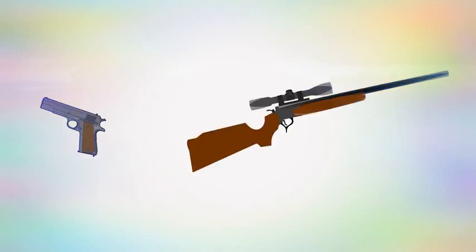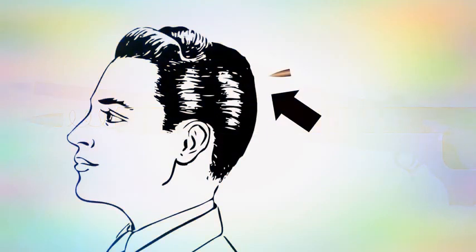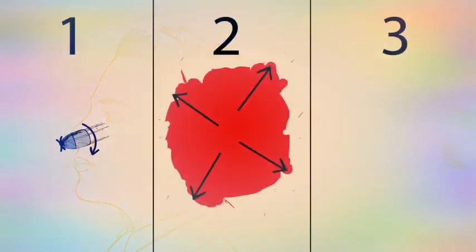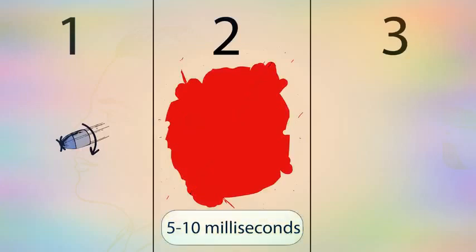When a bullet is fired from a pistol or rifle, the bullet travels through a rifled barrel. A rifled barrel has grooves in it that cause the bullet to spin. When this spinning bullet penetrates the skull, its rotating motion flings cranial tissue outward. Tissue then expands to about 12.5 times the diameter of the bullet, but is only this stretched for about 5 to 10 milliseconds and then shrinks back down to normal size.